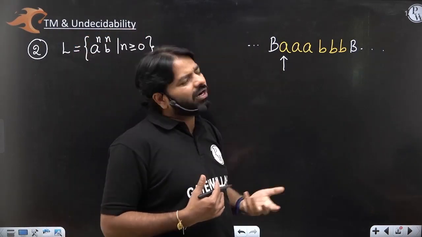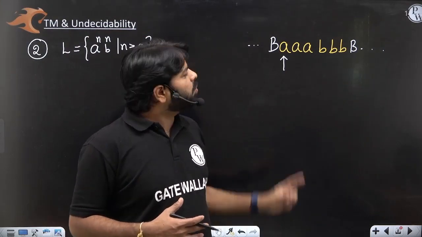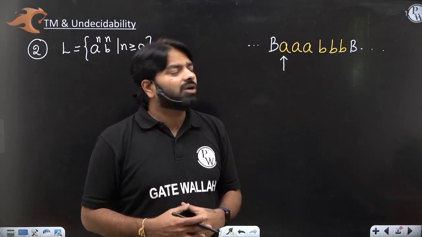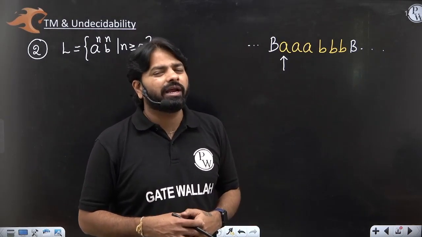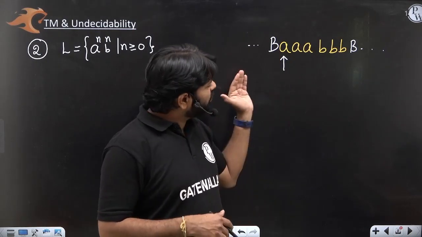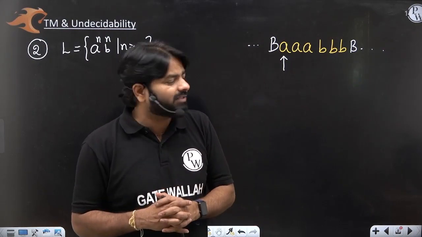Now one logic is to scan: in the first scan, you replace the first a and first b with new symbols, so that when you come back, you know that the first a is already over. That means you will try with the second a, and in the second scan, second a and second b, you can replace them with some other symbols.